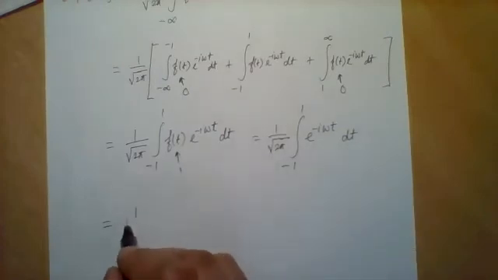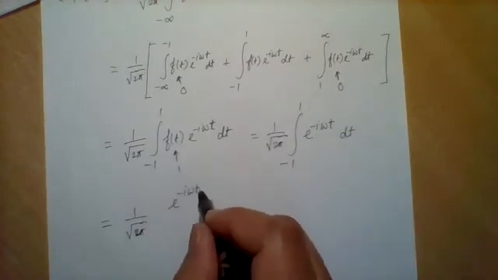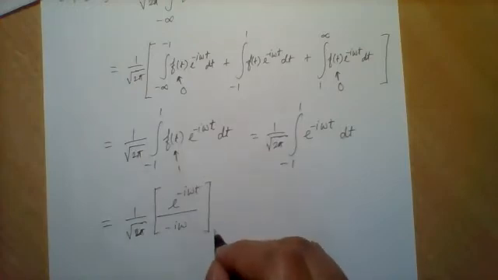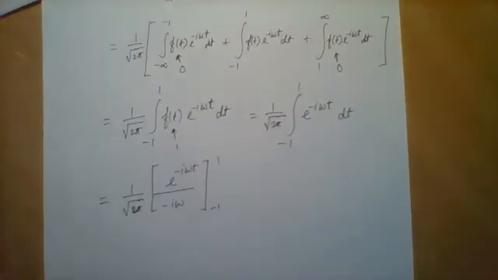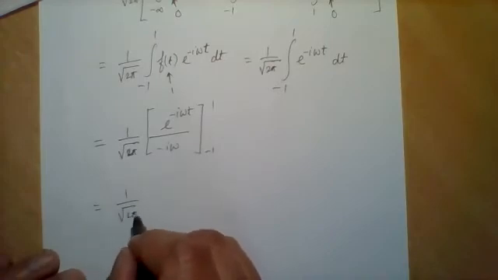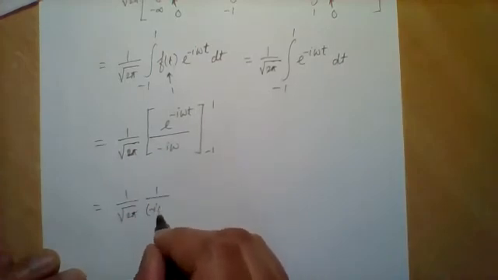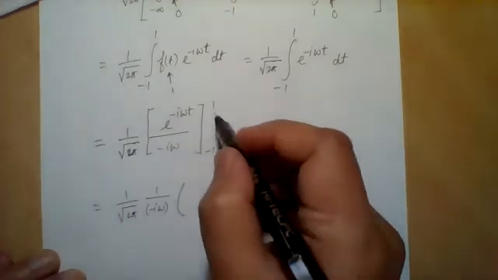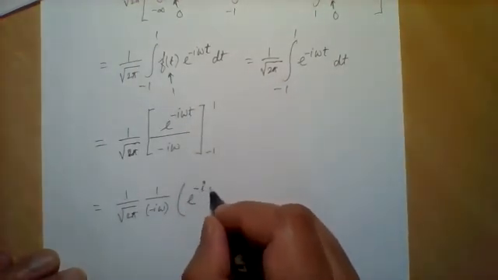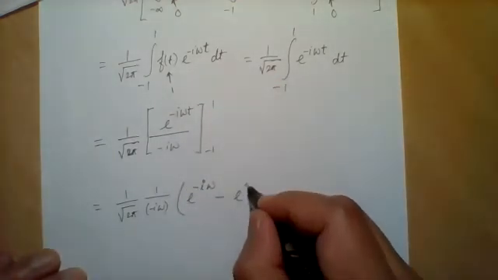This integration is simple. We have 1 by root over twice pi. The integration of this is e to the power minus I omega t divided by the coefficient of t, that is minus I omega, and we take the limits from minus 1 to plus 1. I can take minus I omega outside. Then first let us substitute the upper limit, e to the power minus I omega, and then minus, from the formula, we insert the lower limit, e to the power I omega.